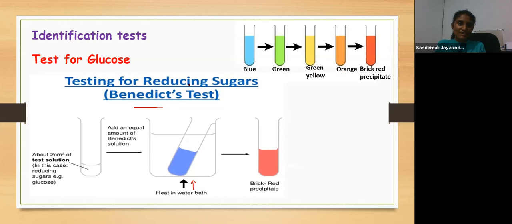This is a monosaccharide. This is a simple sugar. Simple sugar can be identified easily by using this Benedict test. Simple sugar molecules: glucose, fructose, and galactose. All of these three things can be identified by using Benedict test.